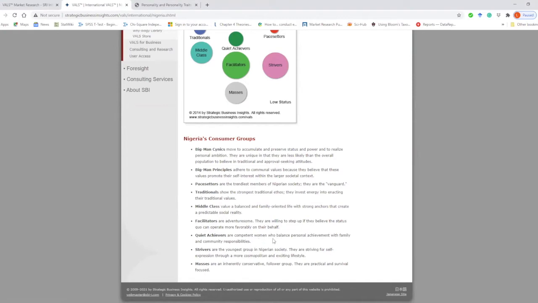And you notice that this is very unique. It's for women here. Yes, and it's very symbolic of what is happening in Nigeria now, isn't it? Yes. There are a lot of very competent female achievers emerging in Nigeria, even internationally. Very true. So this is spot on by saying that there are quiet achievers who are competent women who balance their personal achievement with family and community responsibilities. Like, I'm like, yes, this is currently what we are experiencing in the country.